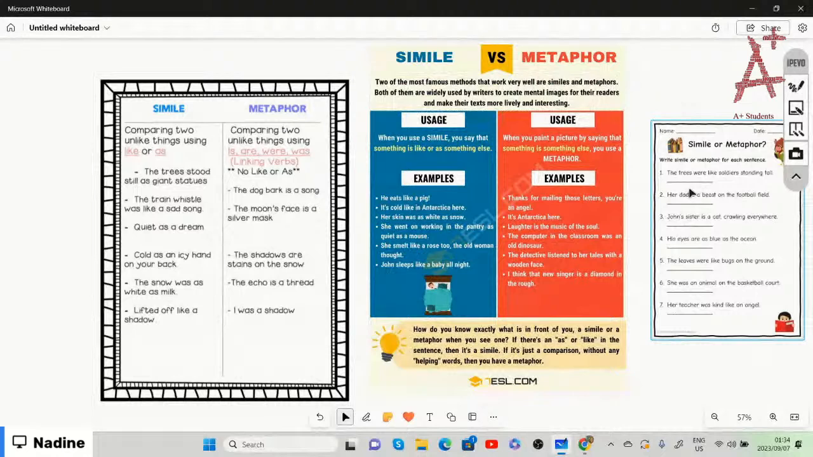So, how do you exactly know what is in front of you, right? A simile or a metaphor, when you see one, if there is as or like in the sentence, then it's a simile. So whenever it is as or like within a sentence, then you must know it is a simile. But if it's just a comparison without any helping words, then you can say it is a metaphor.